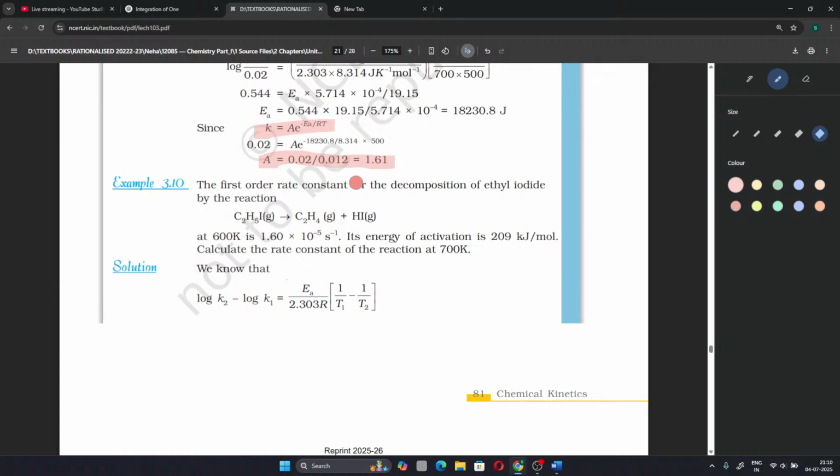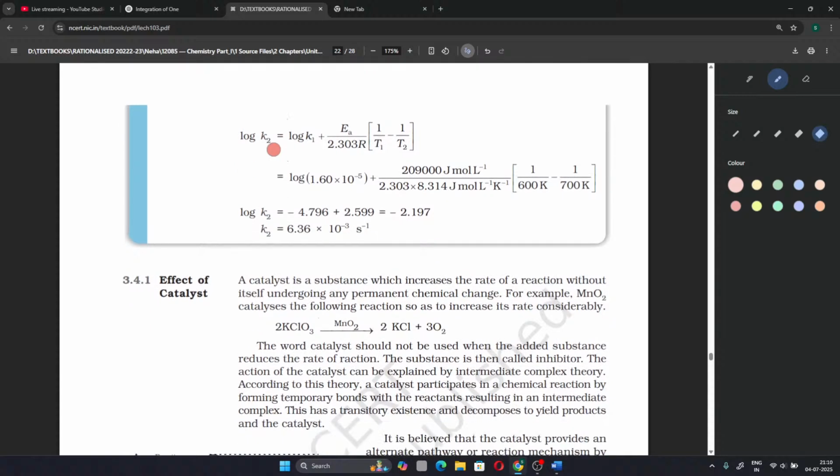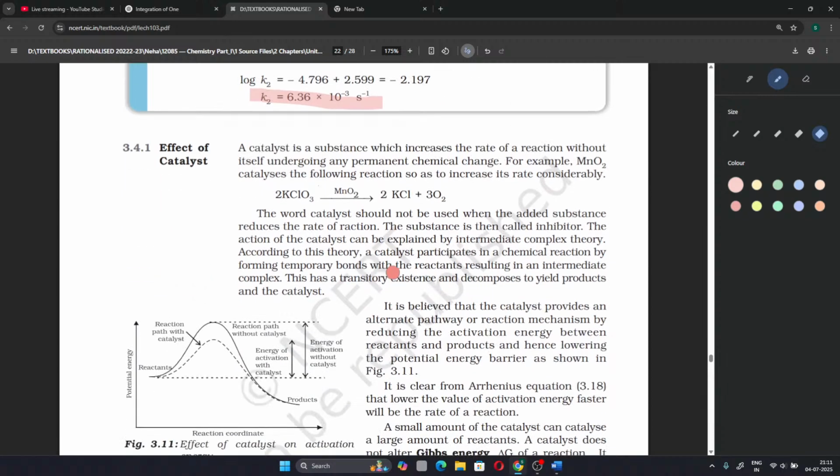The first order rate constant for decomposition of ethyl iodide reaction at 600 Kelvin is 1.60 into 10 power minus 5 per second. Its energy of activation is 209 kilojoule per mole. Calculate the rate constant of the reaction at 700 Kelvin. Basically, as I said before, the same thing they are going to ask. By doing all the math, substituting in the equation, we will get K2 equals 6.36 into 10 power minus 3 per second.